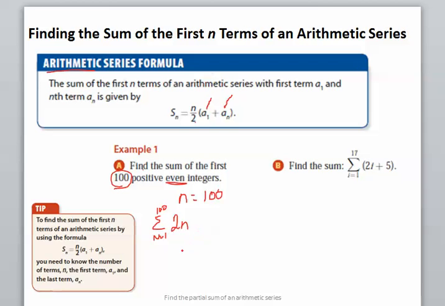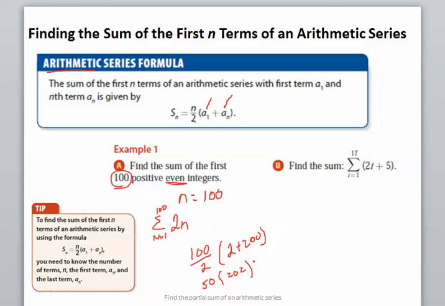Well, I'm going to use the formula up there. I'm going to take 100 divided by 2 times 2 plus 200, right? Well, this is 50 times 202. Okay, calculator time. I'm going to reach in here and grab my calculator real quickly, and I'm going to take 202 times 50, clear, 202 times 50, and I wind up with 10,100. So that sum is 10,100.